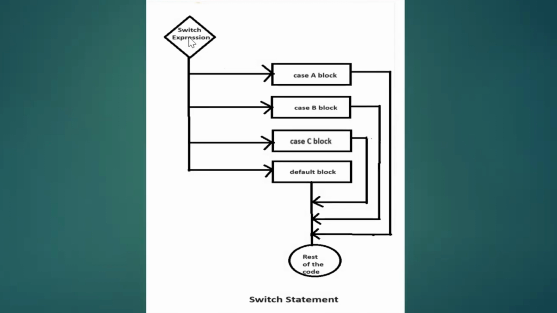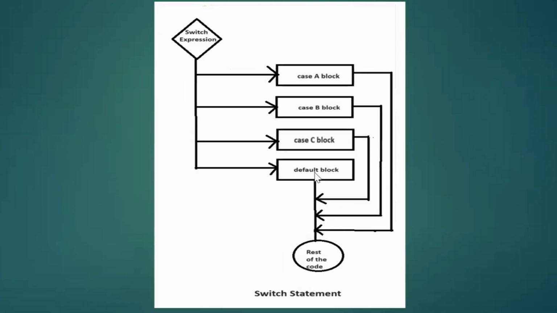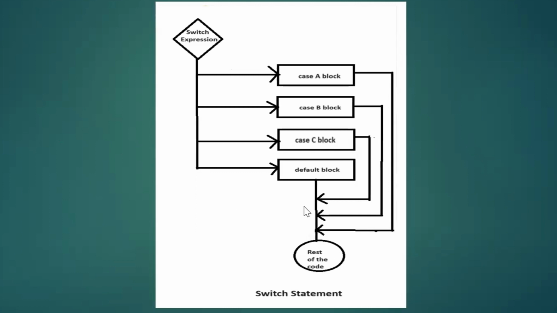But suppose the switch expression is not matching with any of the cases, then it will by default go to the default block and execute any code present in the default block. So the default block is optional. If we don't have a default block here, then it will not execute anything. It will directly come to the rest of the code.